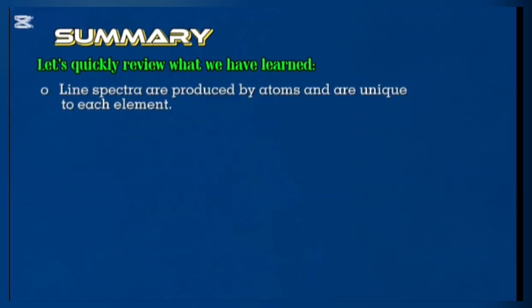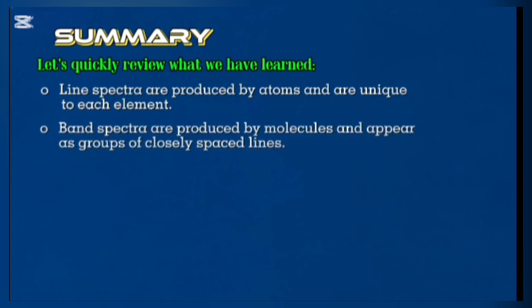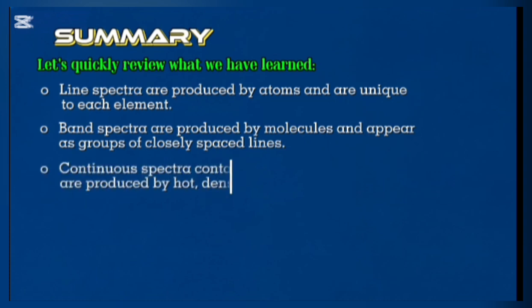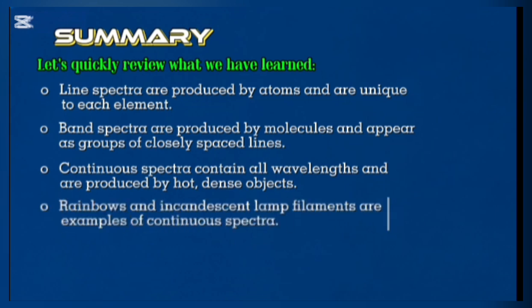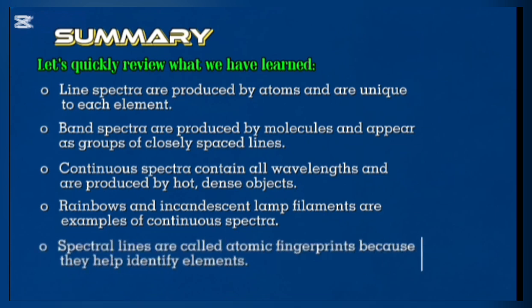Line spectra are produced by atoms and are unique to each element. Band spectra are produced by molecules and appear as groups of closely spaced lines. Continuous spectra contain all wavelengths and are produced by hot, dense objects. Rainbows and incandescent lamp filaments are examples of continuous spectra. Spectral lines are called atomic fingerprints because they help identify elements.